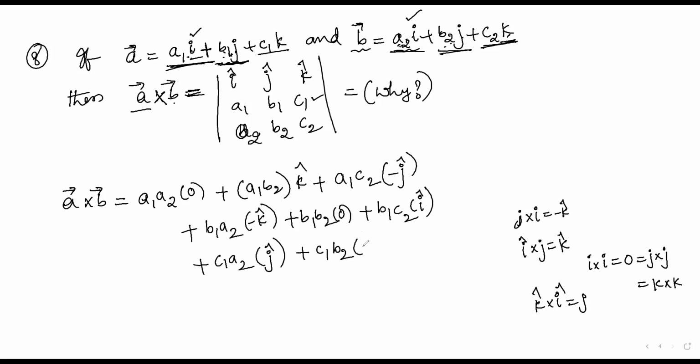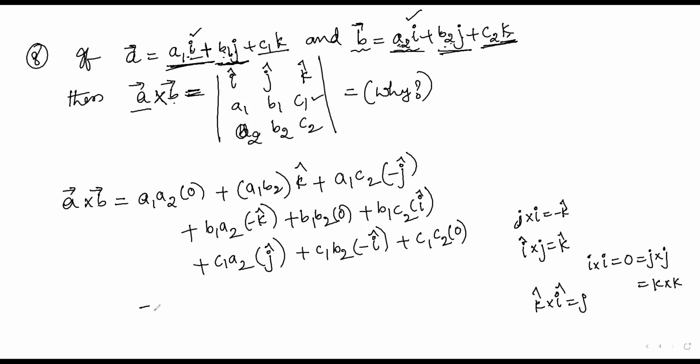Minus I cap. Minus I, K cap. After J, K comes. No, J cross I, J cross K is I. This is minus. So next one, C1 C2, into 0. Yes, this is what you get here.